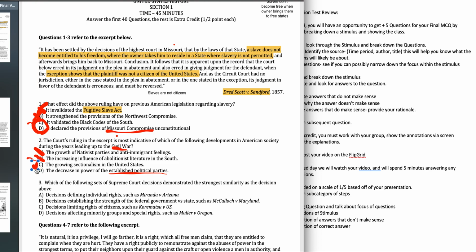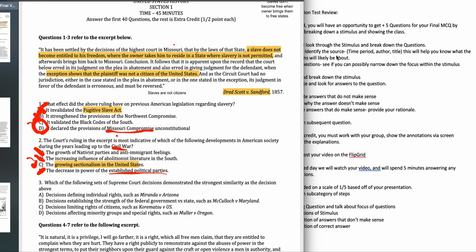So I'm either looking at C and possibly B. Sectionalism makes the most sense right here. In fact, the growing divide in the United States is characterized here because it's like, well, just because you go to some place that's free, you still belong to me, right? That shows sectionalism, right? This divide within the United States.